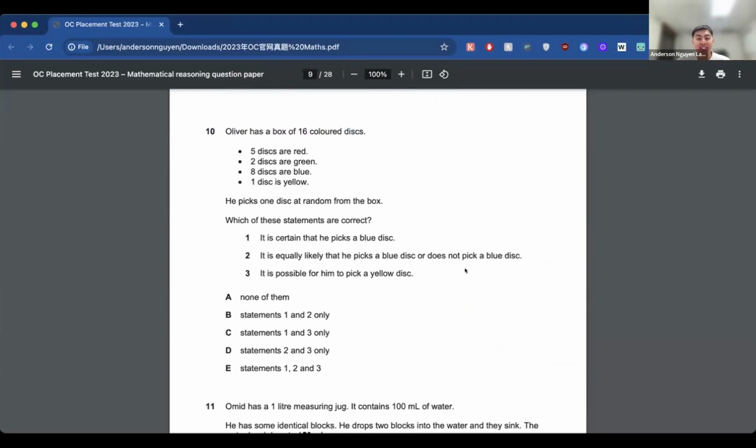Oliver has a box of 16 colored discs. You got all those numbers of discs for each color. He picks 1 disc at random from the box. I'm going to underline that and come back to that. Which of these statements are correct? Statements. So from our very first question, or our second question, we know we're going to do at some stage trial and error. I remember how I said just because you read or see a diagram or you read a couple words doesn't mean it's going to be exactly just that topic. We saw statements, so we know it's trial and error, but picks, when you're picking things, you have a chance of getting what you want or what you don't want. So it's chance and probability. That's the topic also involved.